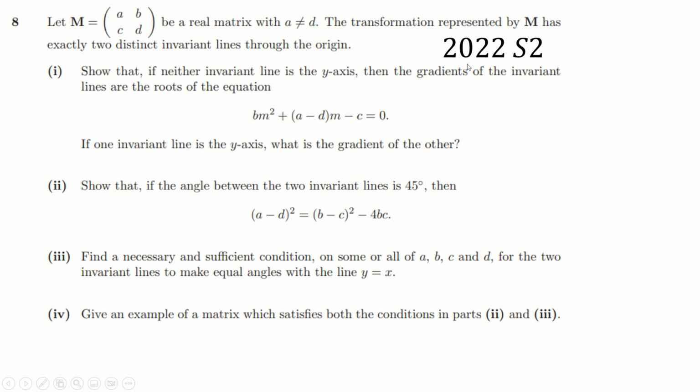Step 2 from 2022. This is question number 8. It's another matrices question. So M is this matrix here with A not equaling D. I don't think that's going to matter until the end of the question, really. And now M apparently has exactly two distinct invariant lines through the origin.